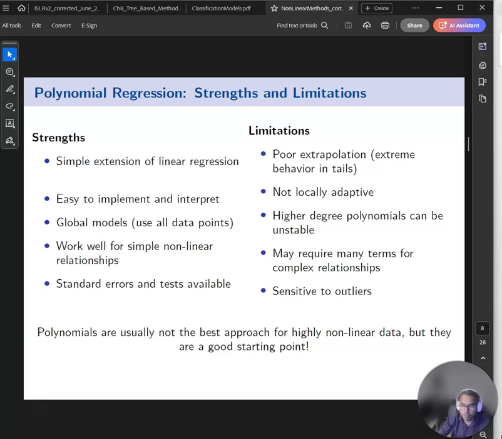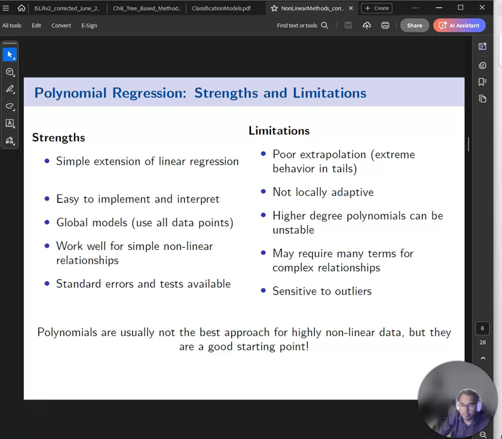Polynomial models can behave poorly when extrapolating beyond the data. They tend to swing wildly in the tails. They are not locally adaptive, meaning they can't easily capture relationships that vary in different regions of the data. High degree polynomials can be numerically unstable. Complex relationships might require many terms, making the model unwieldy. And like all global models, they can be sensitive to outliers.